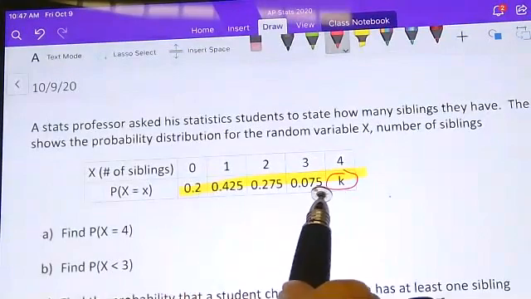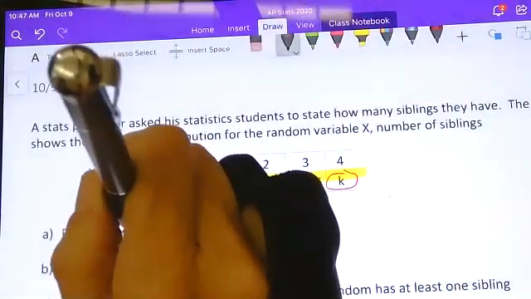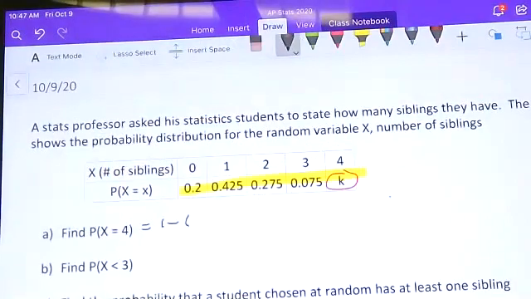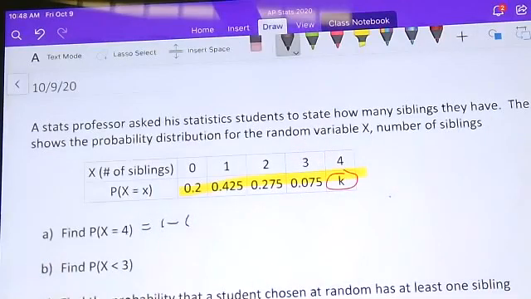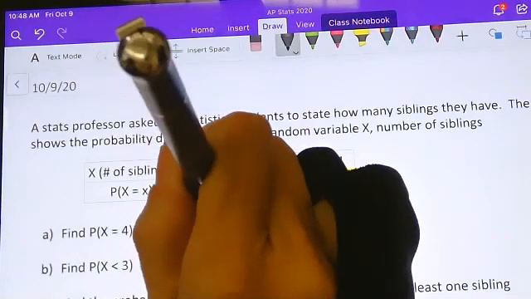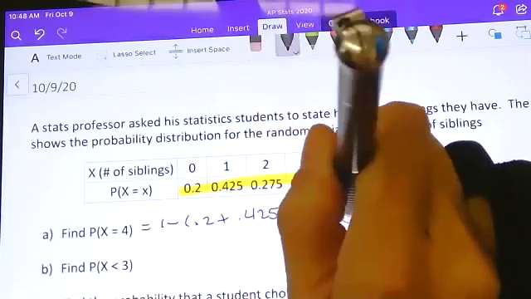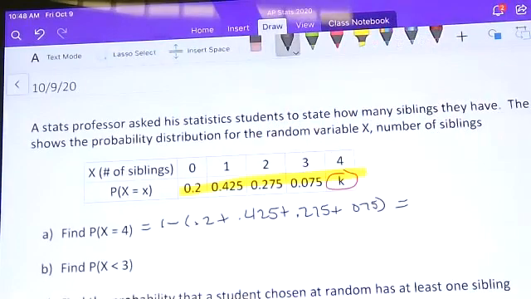We would need to add all of these and subtract from 1. So as far as this goes for work, you do need to show that that's what you are doing. So you need to show that you are going to add them all up and subtract from 1. So for example, 1 minus, I'm going to add those all up: 0.2 plus 0.425 plus 0.275 plus 0.075. That's going to give me my required probability.